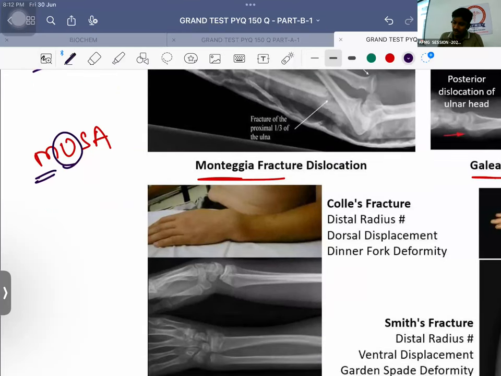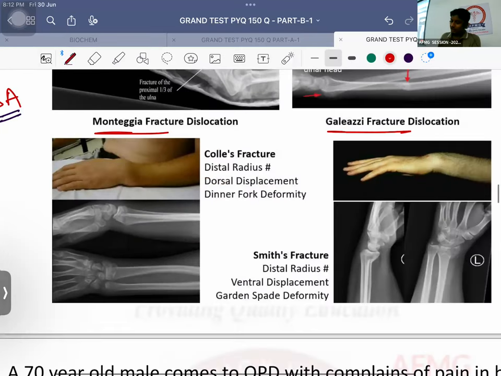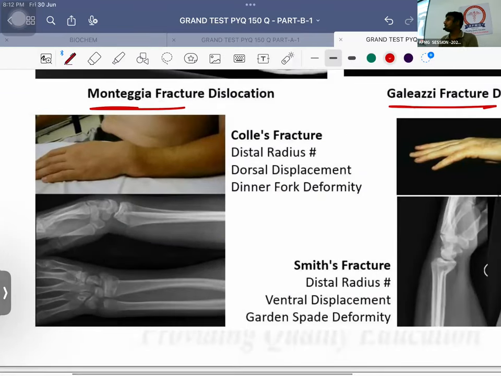Next important, Musa. Montagia mein ulna ka fracture. And kaun sa joint dislocated hai? Superior. That is superior articulation. Or superior joint is dislocated. That's how it becomes easy. So Galeazzi mein ulta ho jayega. Galeazzi mein kaun sa fracture hai? Radius ka. Aur kaun sa joint dislocated hai? Inferior radio-ulnar joint. No issues with this? Both are fractures of necessity. Open reduction and internal fixation is required. Both of them can cause compartment syndrome in the child as well.